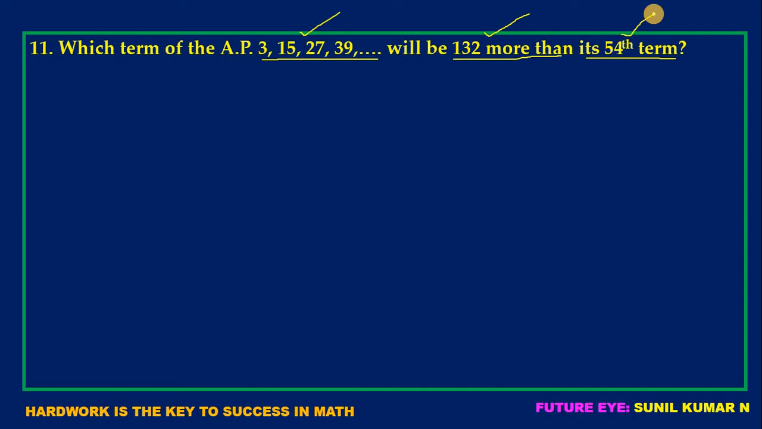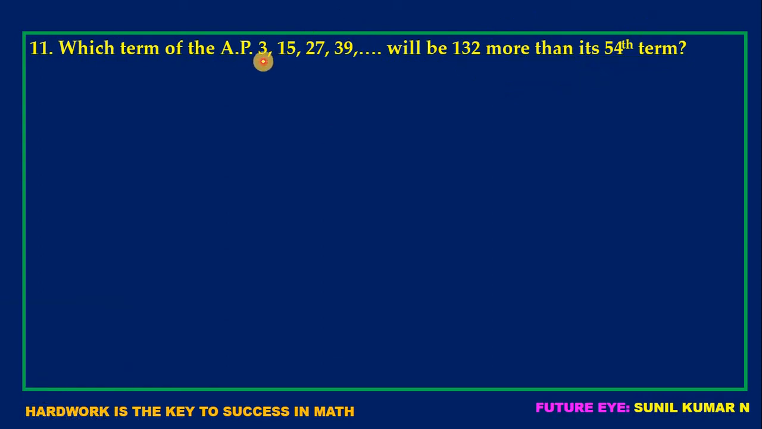It means here also we want to find the n value only. But before finding that, first of all we don't know the 54th term. So how to solve this problem is first to find the 54th term and then add 132 to that 54th term. Whatever value you get, take that as the an value, and later on you can easily solve the problem. Now let's see how to solve it step by step.